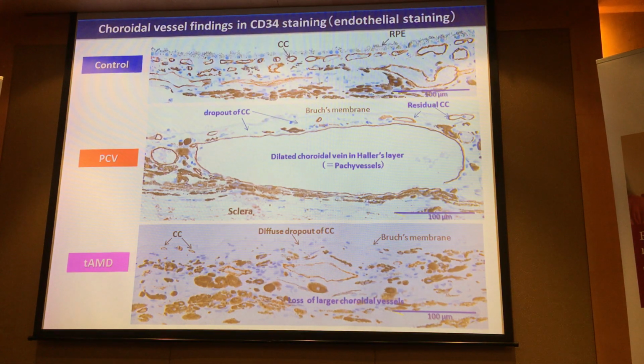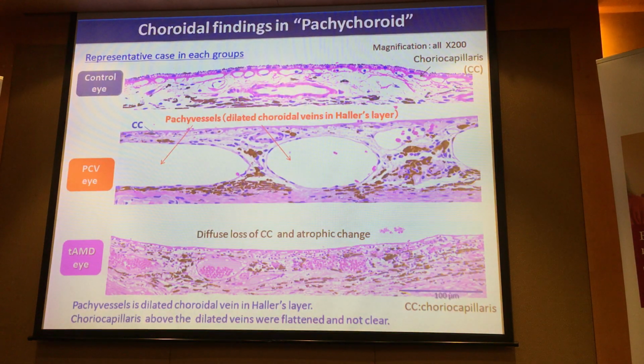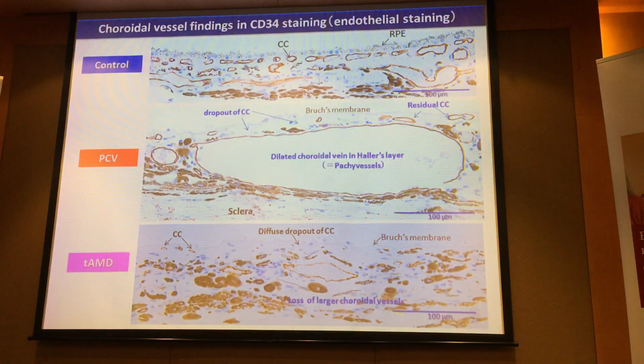In the PCV eye, you could see a dilated choroidal vein in Haller's layer, and there is a dropout of choriocapillaries. There is narrowing of the residual choriocapillaries at the top of the dilated choroidal vein. And in typical AMD, there is a diffuse dropout of choriocapillaries and no engorgement of the choroidal vein.